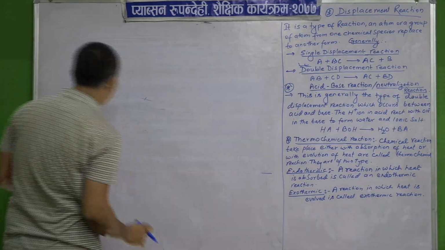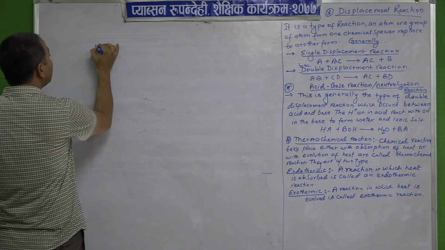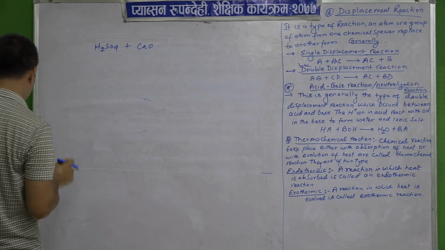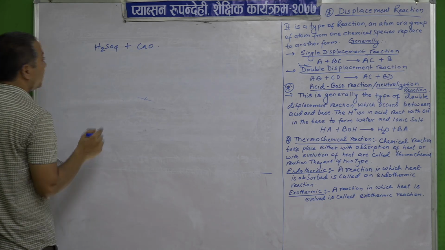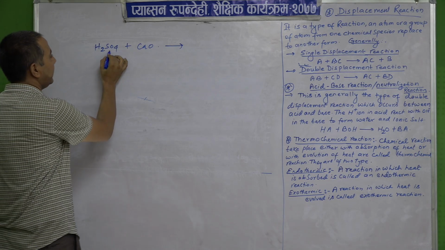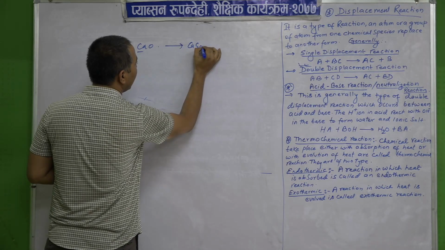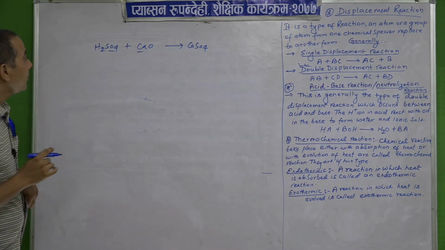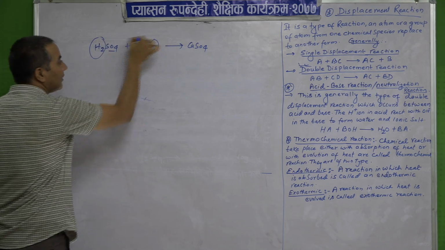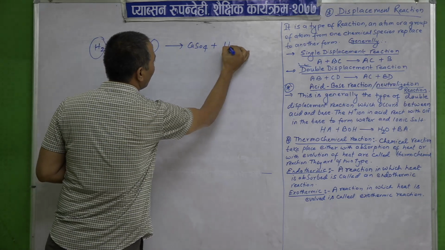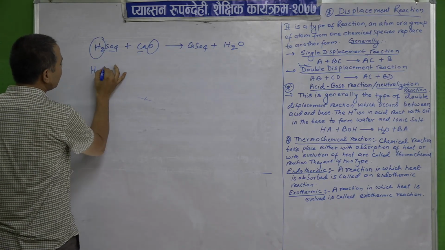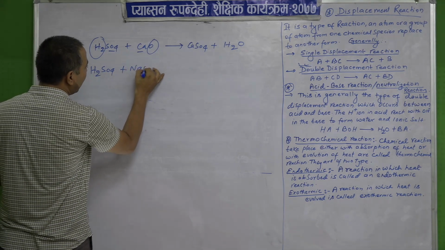Let us take another example also, that is H2SO4 plus CaO, calcium oxide. Okay, so what happened in this one? It forms calcium sulfate, CaSO4, that is calcium salt, plus what remains now? Water. Good. To form water.